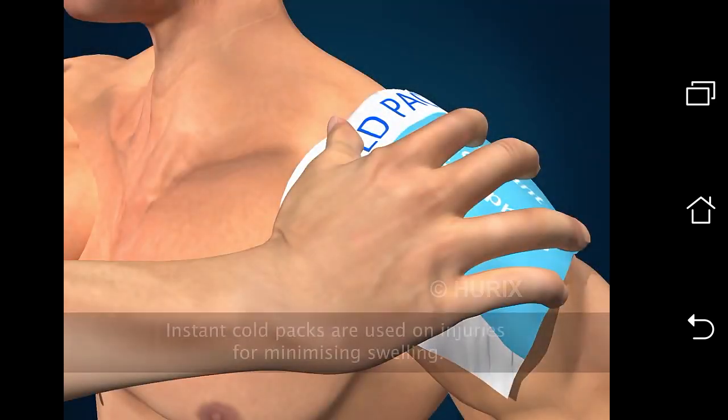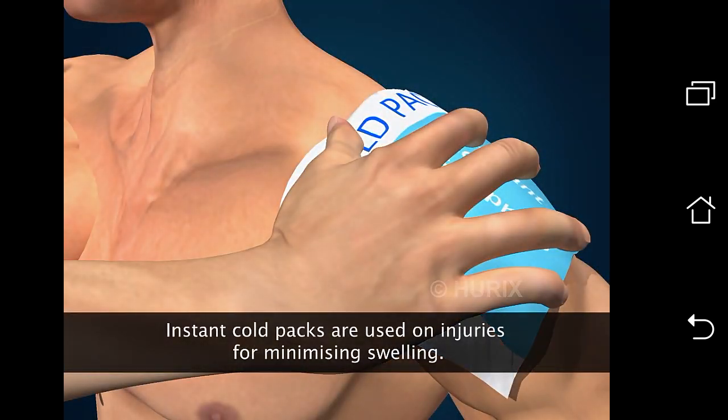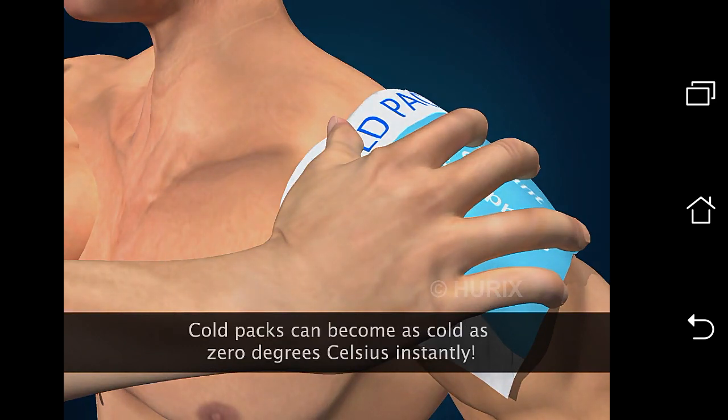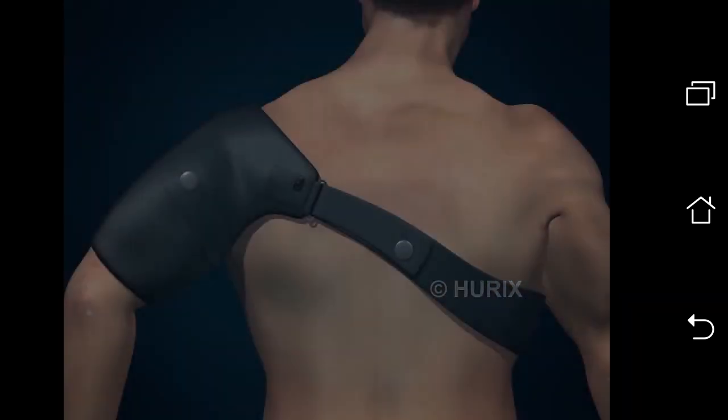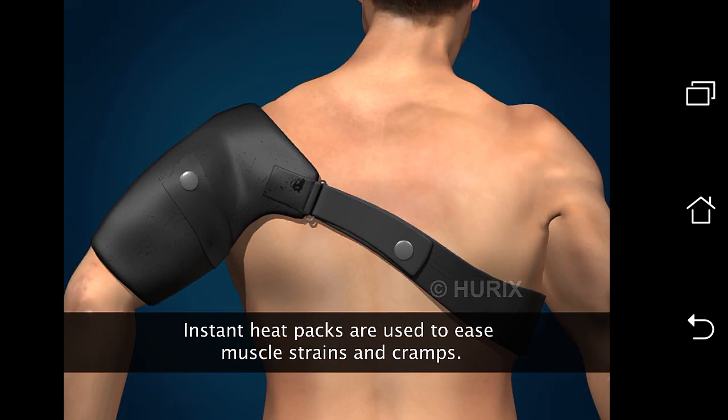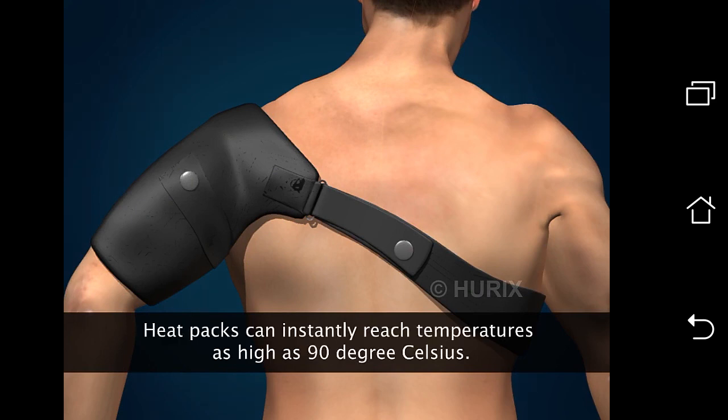You may have seen instant cold packs being used on injuries to minimize swelling. Cold packs can become as cold as 0 degrees Celsius instantly. Instant heat packs are also employed to ease muscle strains and cramps. They can instantly reach temperatures as high as 90 degrees Celsius.